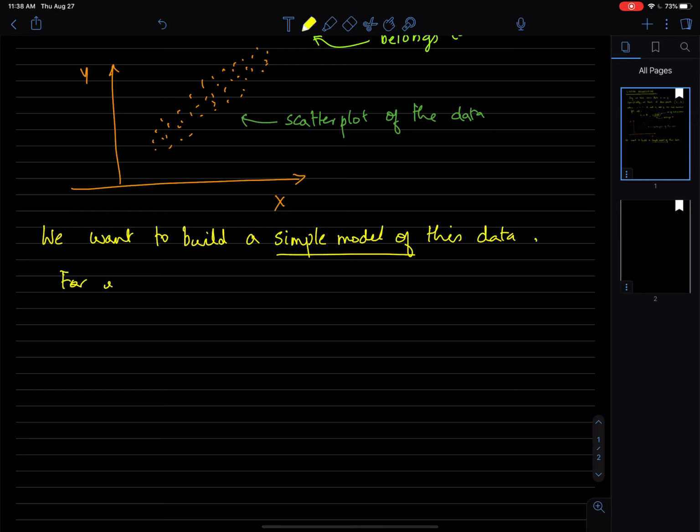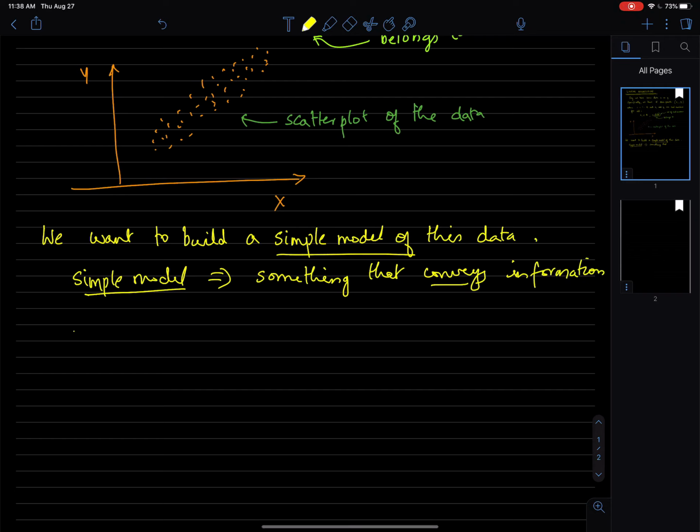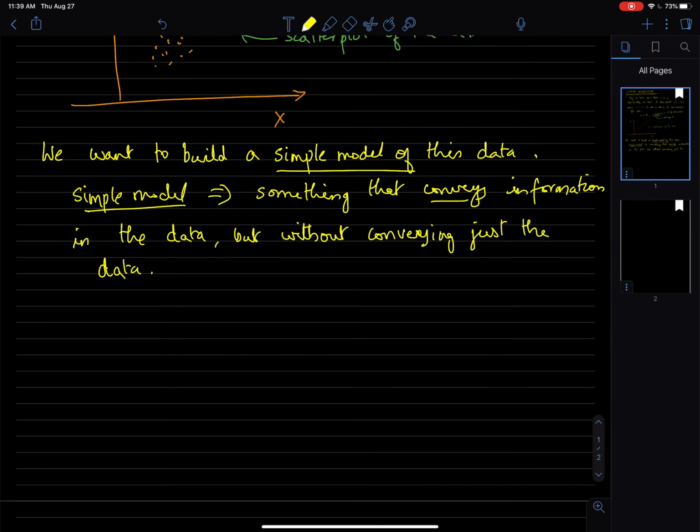For instance, something that conveys information in the data, but without conveying all the data. Conveying just the data, let's say.